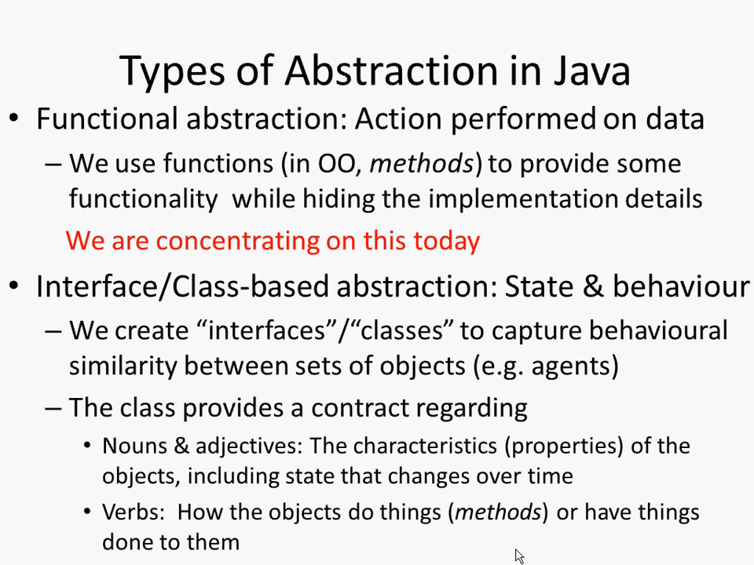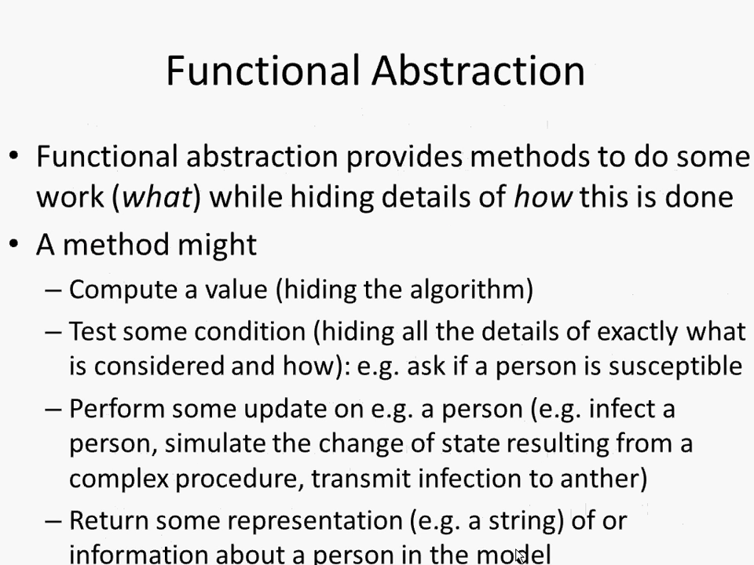The second way is in methods, or functions. And we're going to concentrate on that today. So basically, this allows us to hide details about how a method accomplishes its task, and it'll allow us to use its name, parameter values, and some brief description to know what it does.